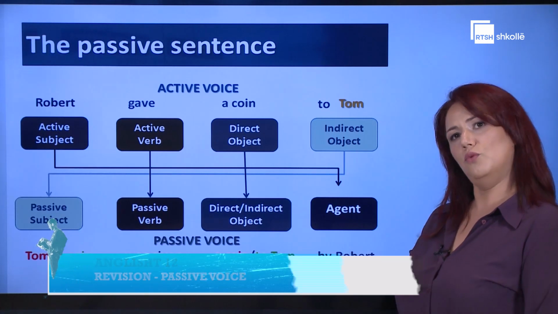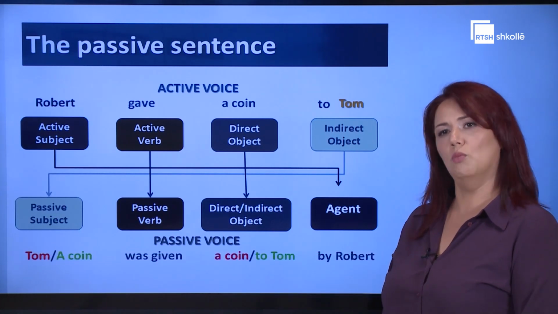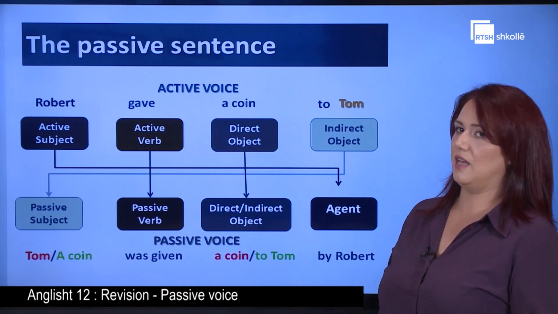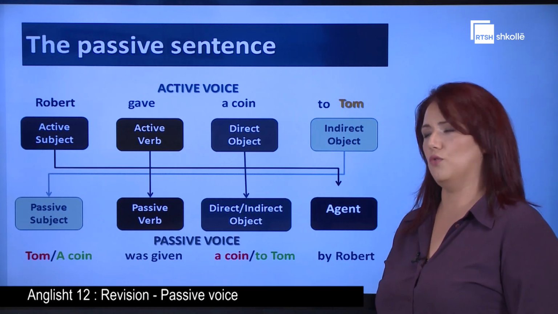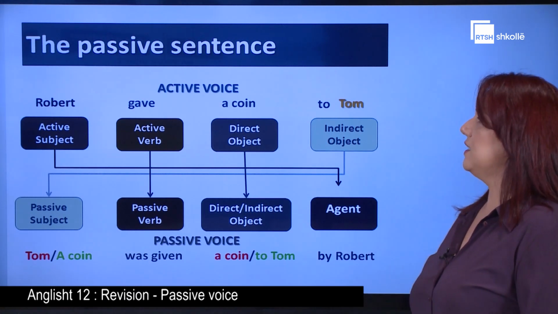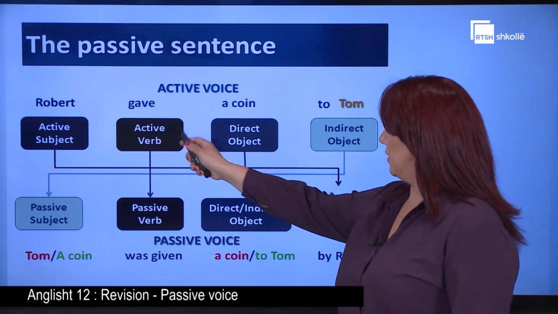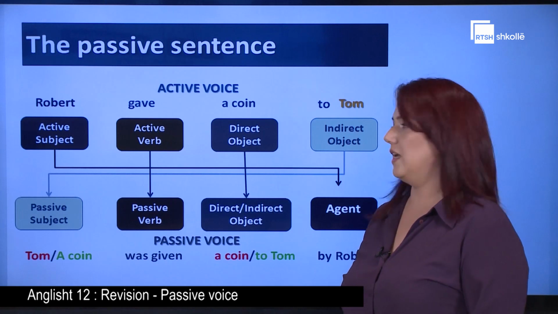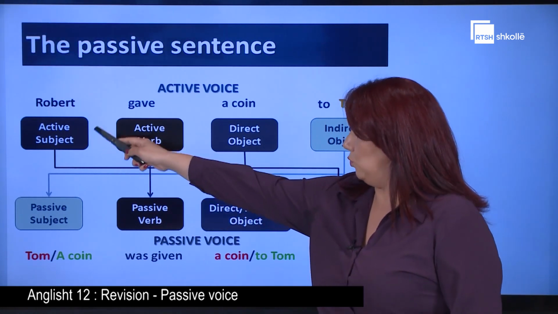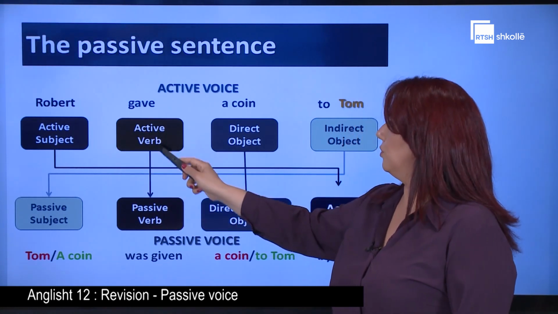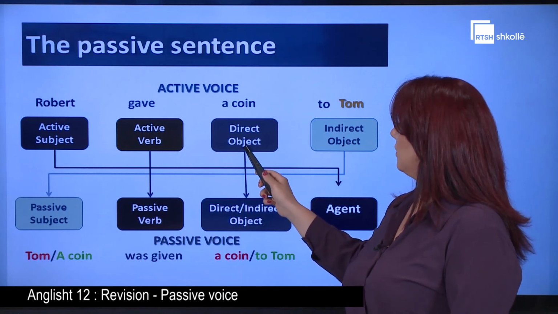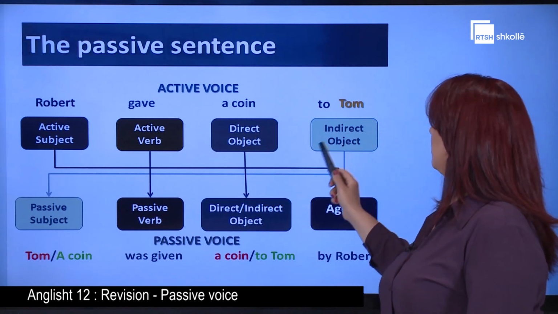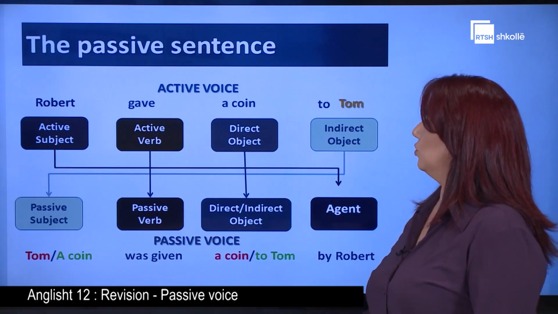Now, let's move and let's explain more carefully a more complicated sentence in the active form and then in the passive form. Look closely at the sentence. Robert gave a coin to Tom. This is an active sentence, and it has an active subject, which is Robert, an active verb, which is gave, a direct object, which is a coin, and an indirect one, which is to Tom.